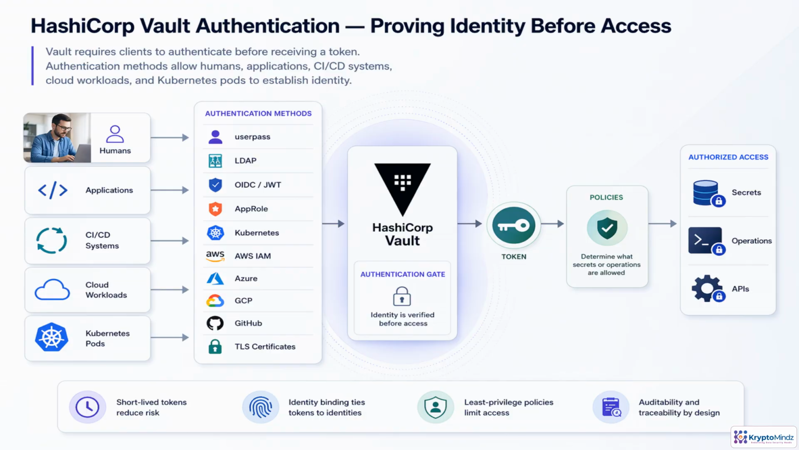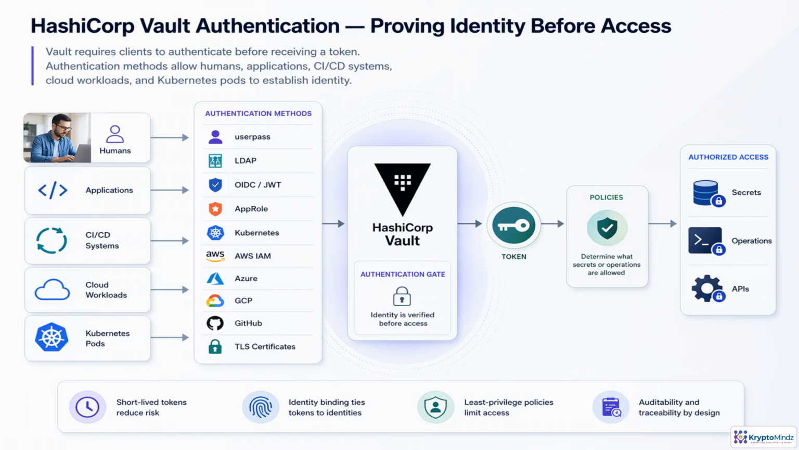Authentication in Vault is the gate between a caller and a usable token. Different callers prove identity in different ways. A person might use OIDC, LDAP, or UserPass. An application might use AppRole or certificates. Cloud workloads can use IAM-based methods, and Kubernetes pods use the Kubernetes auth method.